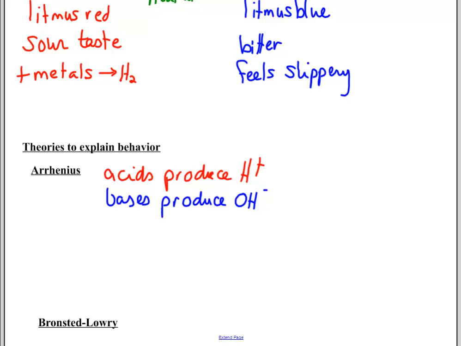The problem comes along when we look at a compound like ammonia. Ammonia is basic, but if you look at the formula of the compound, there's no hydroxide present in the formula. So how do we explain the nature of that compound as being basic? Arrhenius's theory can't do it for us. That leads us to the next guy's theory. Actually, it's two fellows, Bronsted and Lowry.